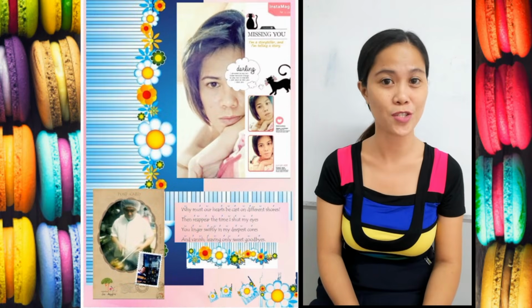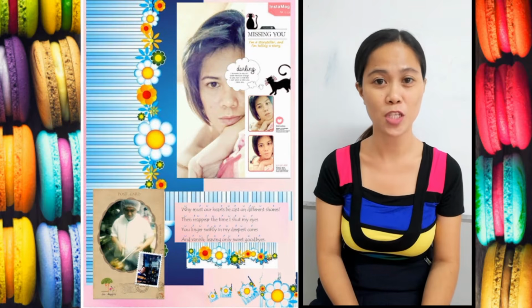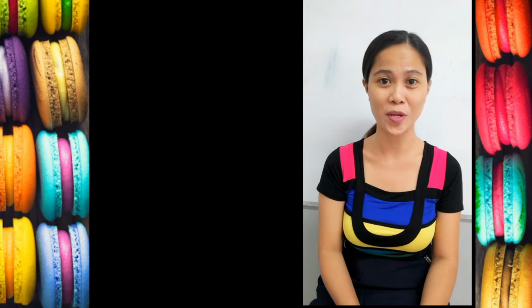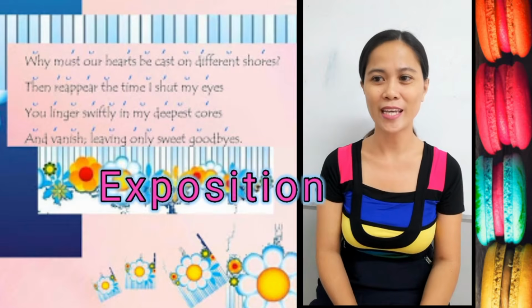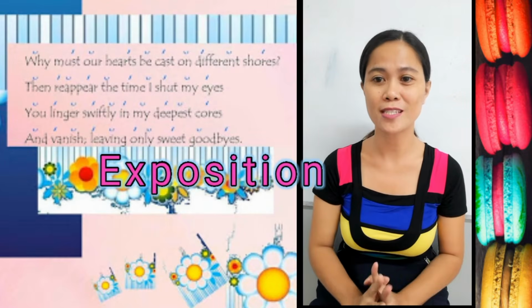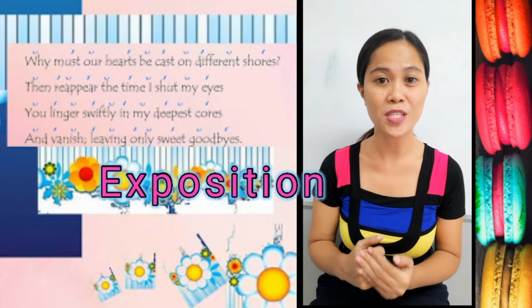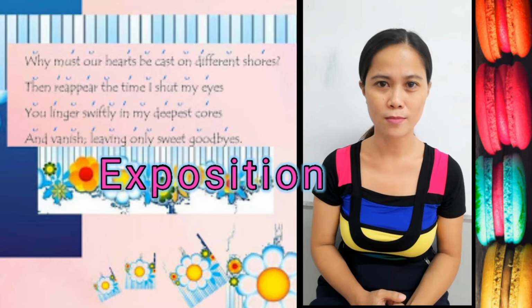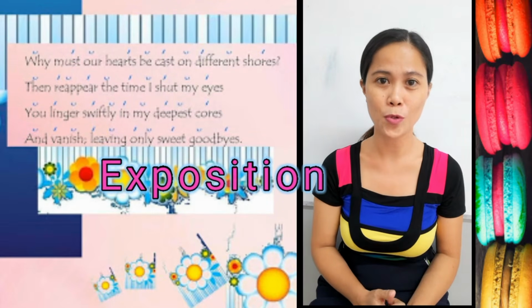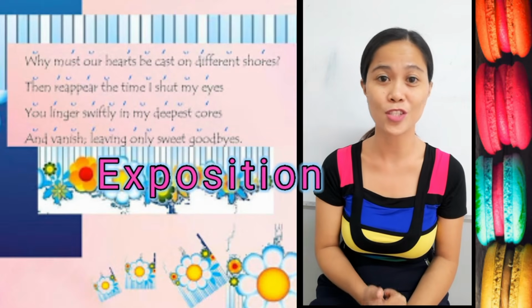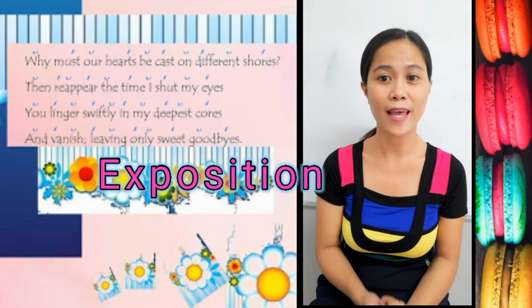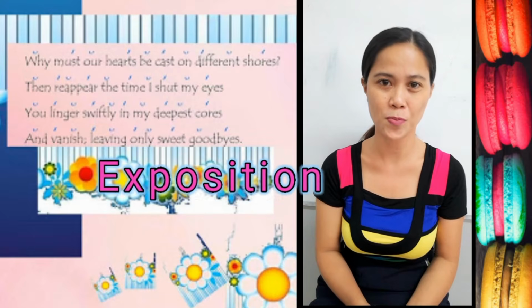The exposition, that's the first component of a Shakespearean sonnet. It's like when you tell a story, there is an exposition. Okay, so the exposition serves as an introduction to the sonnet. This is where you are presented with the problem. So there is a problem, or let's just say there is a certain situation in the sonnet that is to be introduced in the exposition.